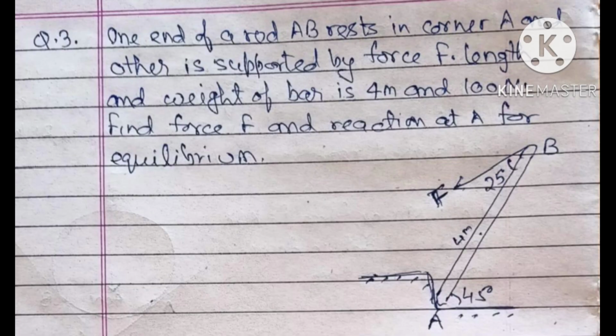Now let's take the third question. One end of rod AB rests in corner A and the other is supplied by force F. Length and weight of the bar is 4 meter and 100 Newton. Find the force F and reaction at A for equilibrium.